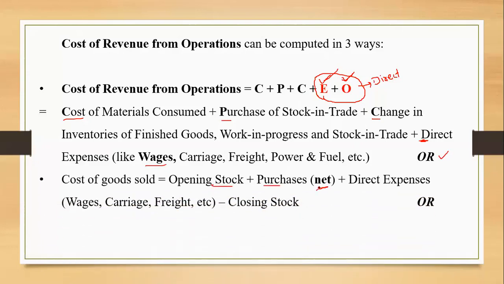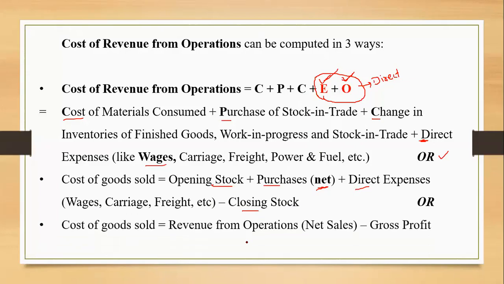Okay, that's a net purchase. Net purchase means purchase minus purchase returns, plus direct expenses, and minus closing stock. And the third formula for COGS will be revenue from operations minus gross profit. You will have to remember all three formulas because it will differ from sum to sum.